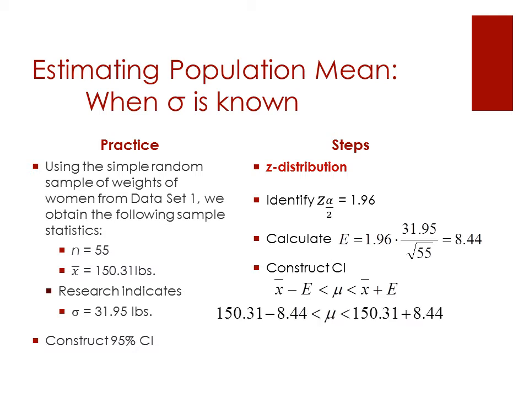So you should have gotten 150.31 minus 8.44, and then 150.31 plus 8.44, which when we go through and solve, we get 141.86, and then 158.75.